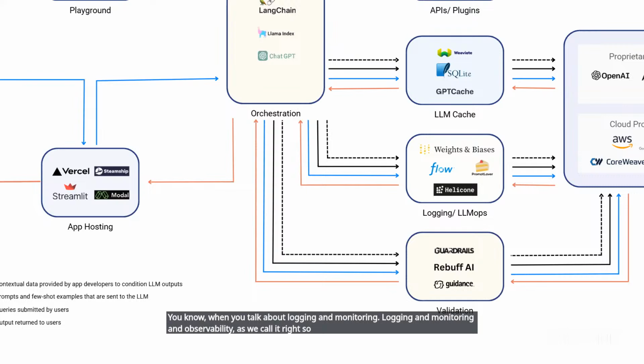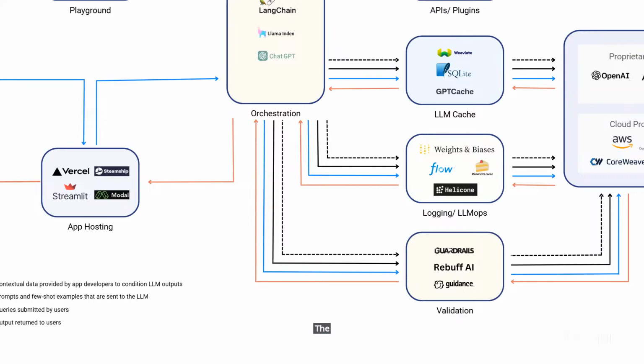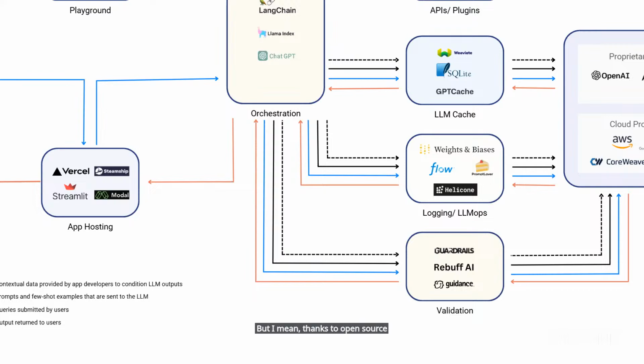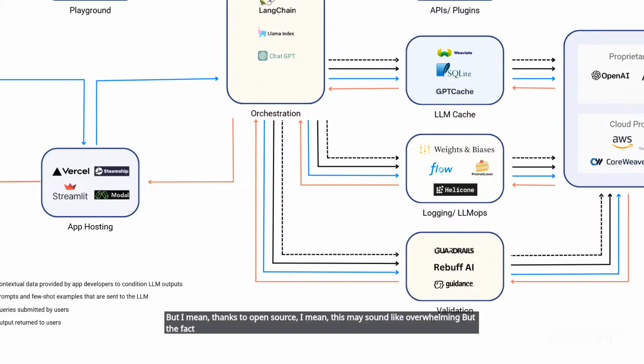Can we go and just see how much time it took for altering the query, how much time the inference took, how much time reflection took, and all of that. You have to be able to know this, right? But thanks to open source, this may sound overwhelming, but the fact of the matter is, if you understand all of this, you don't have to build these things from scratch.